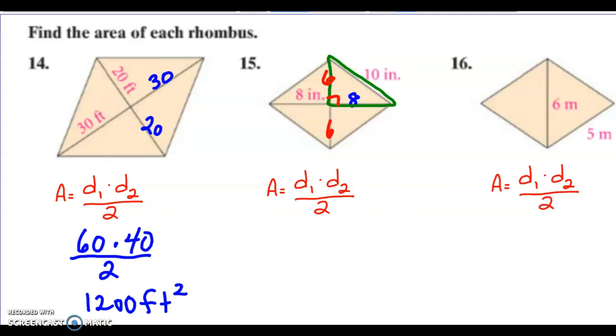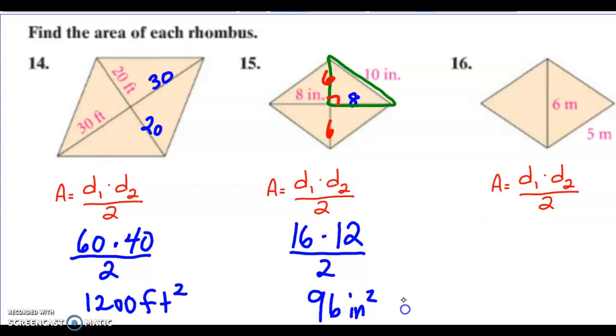So now I have my two diagonals. 8 and 8 would make 16. 6 and 6 would make 12, and then divide by 2. All right, so I think that's 96, and then that one would be inches squared.